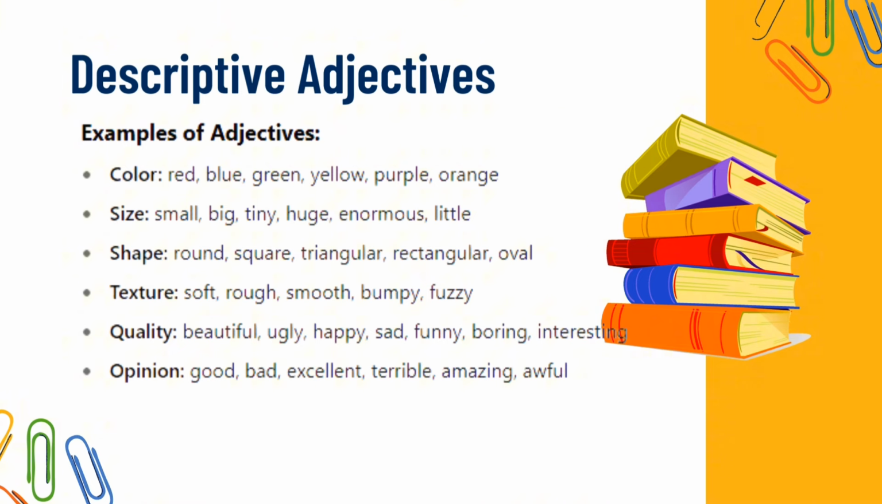So we have here some examples of descriptive adjectives. So for color, of course, we identify or give the description of the color, like red, is it blue eyes, green mango, or yellow ribbon, purple hair, or orange dress. For size, is it small, big, tiny, huge, enormous, or little? For shape, we have round, square, triangle, rectangular, or oval. Texture, is it soft, rough, smooth, bumpy, or fuzzy? Quality, is it beautiful, ugly, happy, sad, funny, boring, or interesting? And for opinion, is it good, bad, excellent, terrible, amazing, or awful?